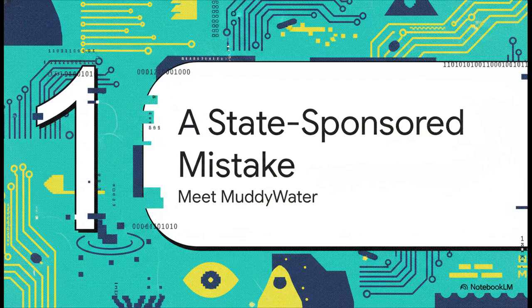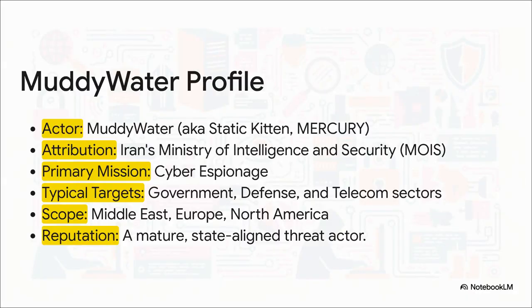Okay, so to get to the bottom of that question, we need to meet the players. And in this story, our main character is a cyber espionage group known as MuddyWater. Now, it's absolutely crucial to get this. MuddyWater isn't your average hacker group hanging out in a basement.